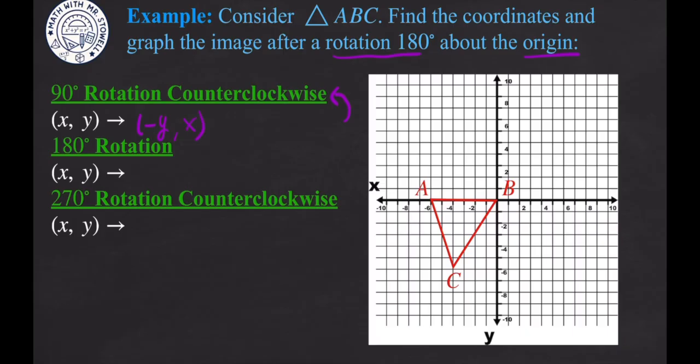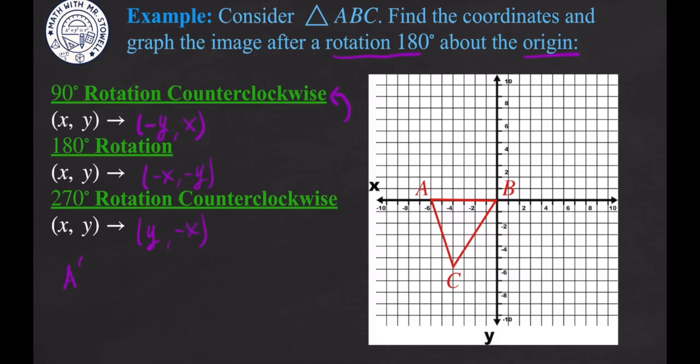If we want to do a 180 rotation, whether it's clockwise or counterclockwise, this is going to be a negative x and a negative y. That's our rule for this one. And if we want to do a 270-degree rotation going counterclockwise, by the way, that's a 90-degree rotation going clockwise, this is going to be a y value up front and a negative x behind.